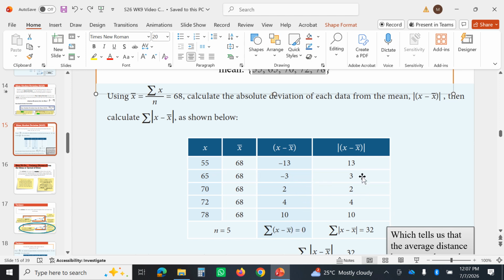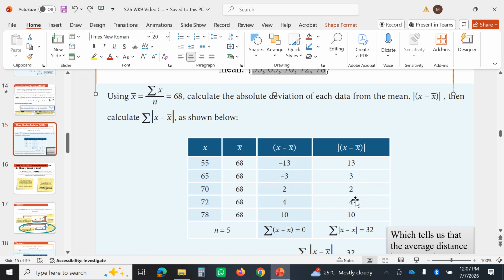Now we take the absolute value of those guys there, and it just means get rid of the negatives. Okay? So the distance there between the data point and the mean is 13. And this is telling us there it's in the negative direction. We'll get more into that as we go.